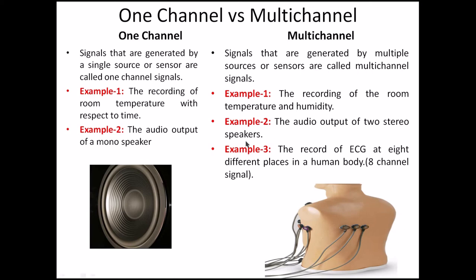One more best example of a multi-channel signal is the record of ECG at 8 different places in a human body, that is an 8-channel signal. You can see there are some leads connected on the chest, hands, and legs. So these are 8 channels, 8 wires, 8 leads connected to the human body, the best example of a multi-channel signal, because they produce different types of information from the human body.